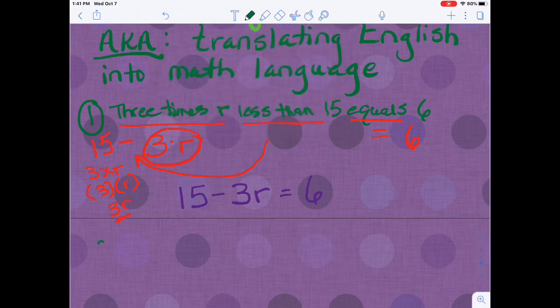Okay, let's do one more of those. The sum of q and 4 times t is equal to 29. Without writing this out, I have equal to 29. Cool, that's the easy part for me. The sum of q, so I'm going to have q plus, sum means plus, and 4 times t. The sum of q and 4 times t is equal to 29. And you have to read it back to yourself to see if it makes sense.